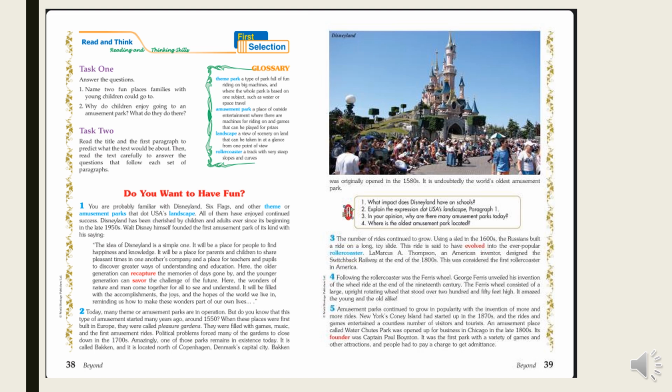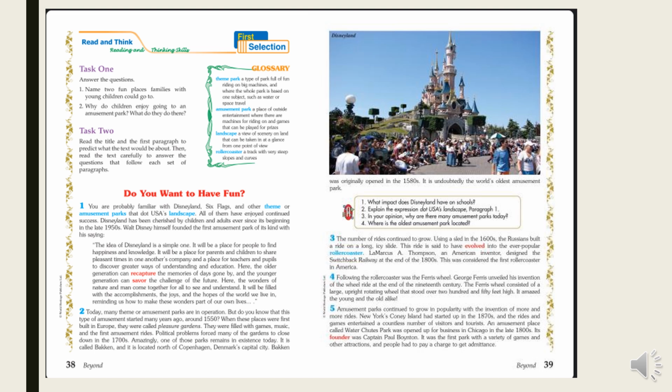You are probably familiar with Disneyland, Six Flags, and other theme or amusement parks that dot USA's landscape. All of them have enjoyed continued success. Disneyland has been cherished by children and adults ever since its beginning in the late 1950s. Walt Disney himself founded the first amusement park of its kind with his saying. So now we are talking about Disneyland, and we are talking about what Walt Disney, the founder of Disneyland, said.